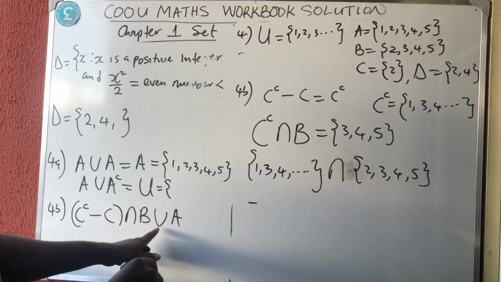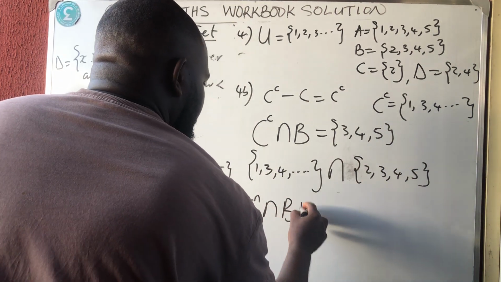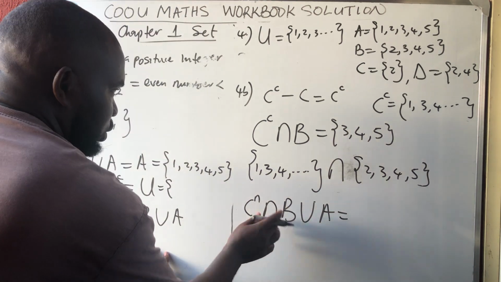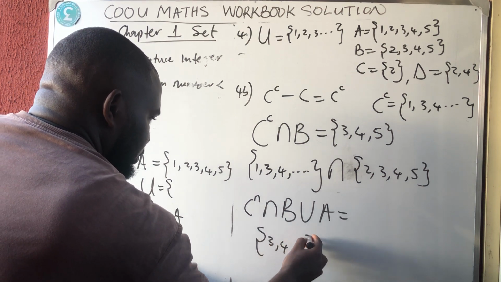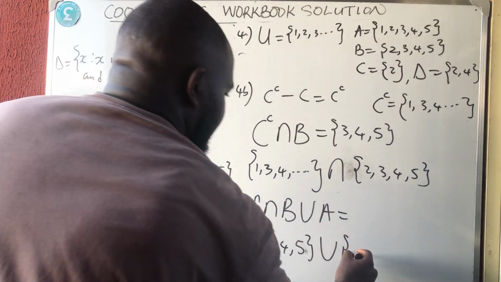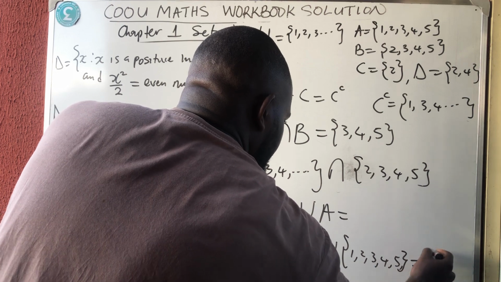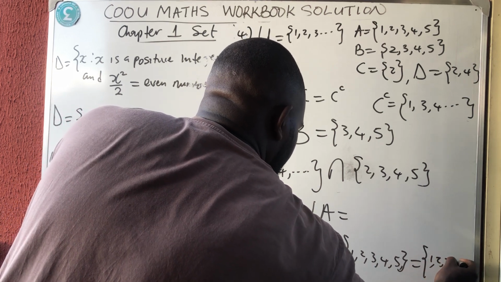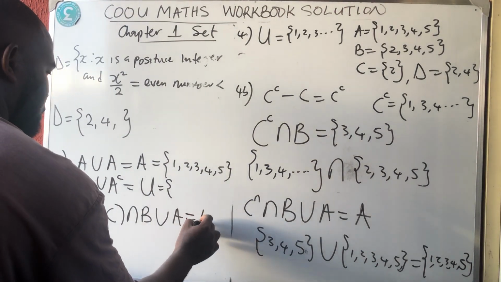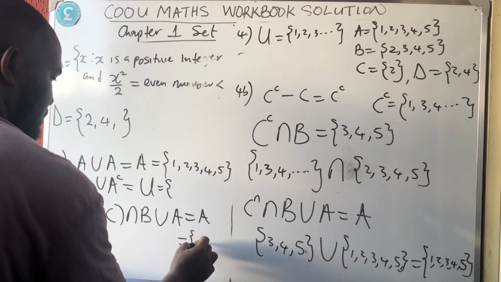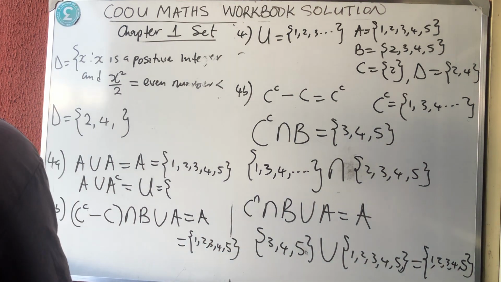Now the 3, 4, and 5, they say unite it with A. So C complement intersection B union A means these gave me 3, 4, and 5, and I want to unite it with A, and my A is 1, 2, 3, 4, and 5. So the answer is just the same A, which is 1, 2, 3, 4, and 5. So the answer to this question is A, and my A is 1, 2, 3, 4, and 5. I hope you understood the solving.